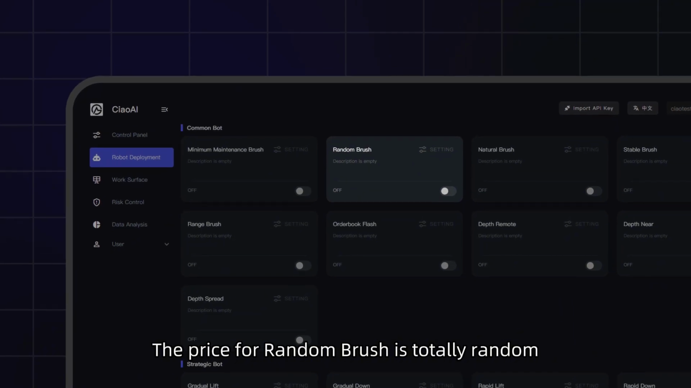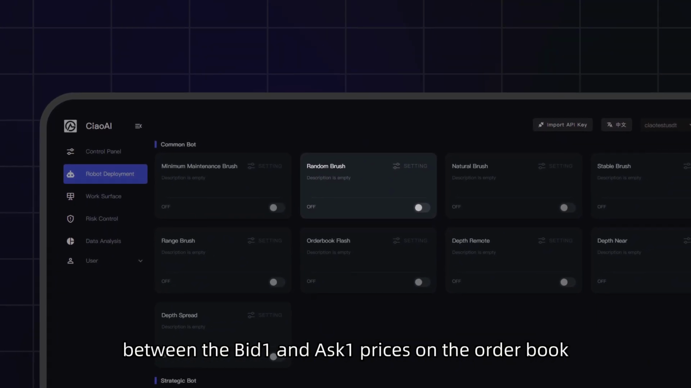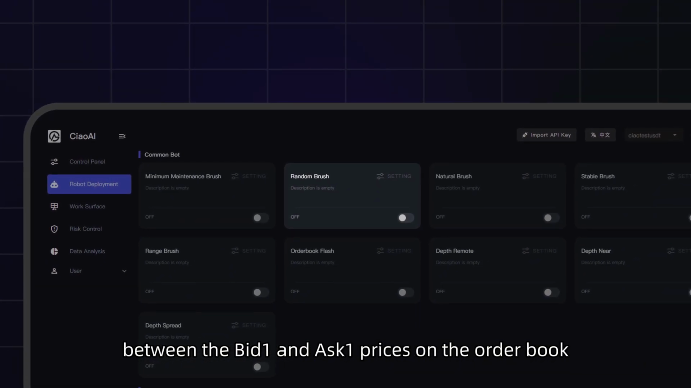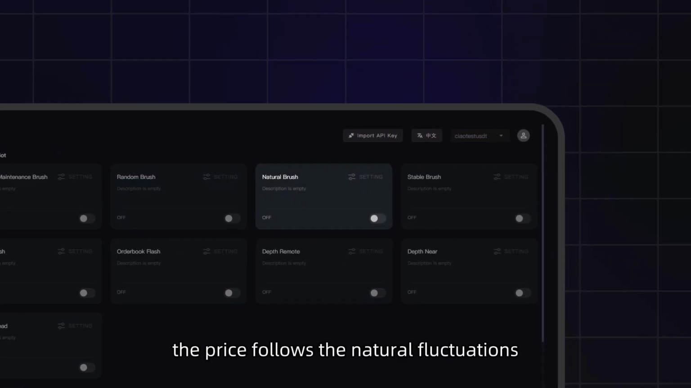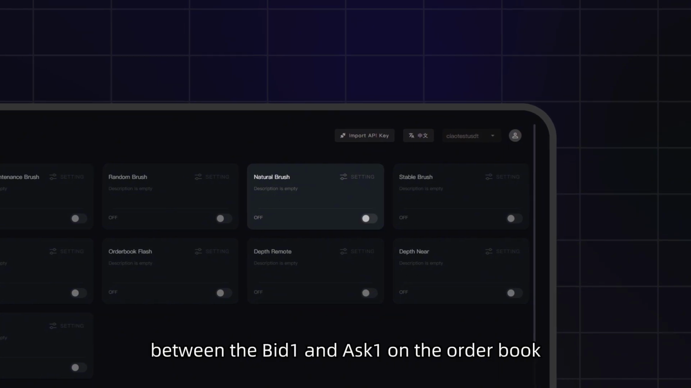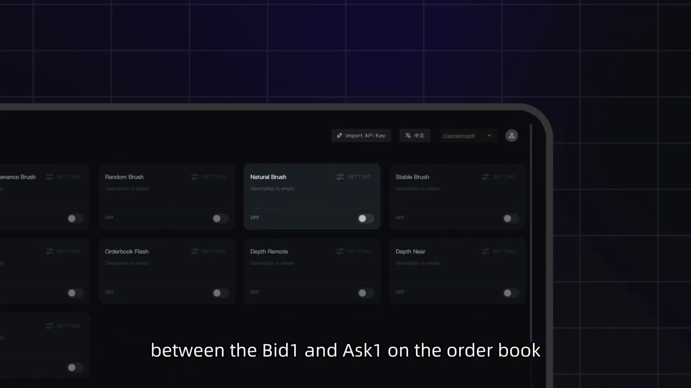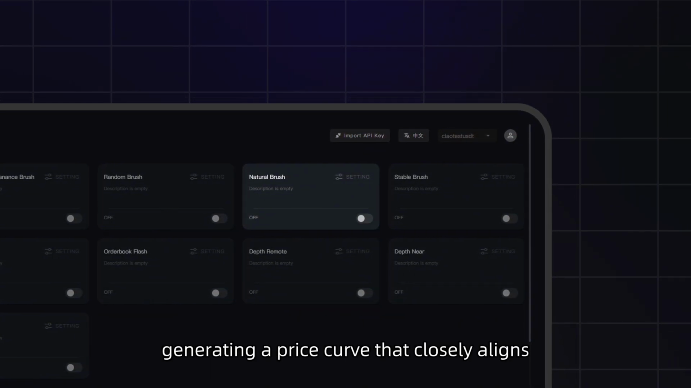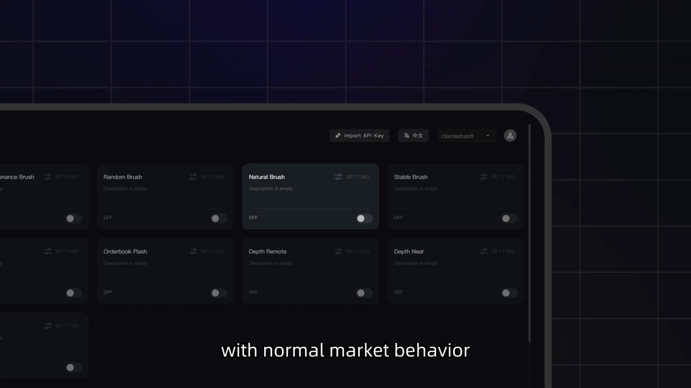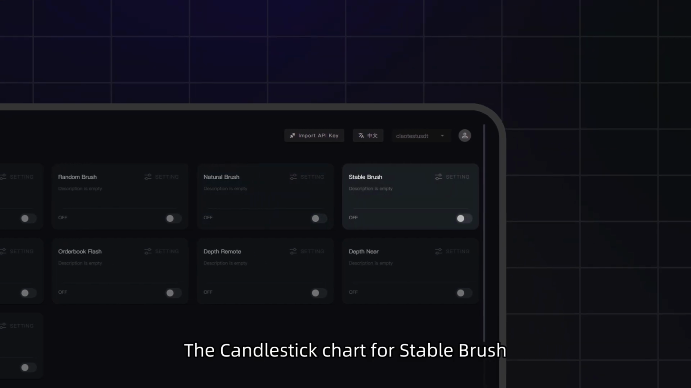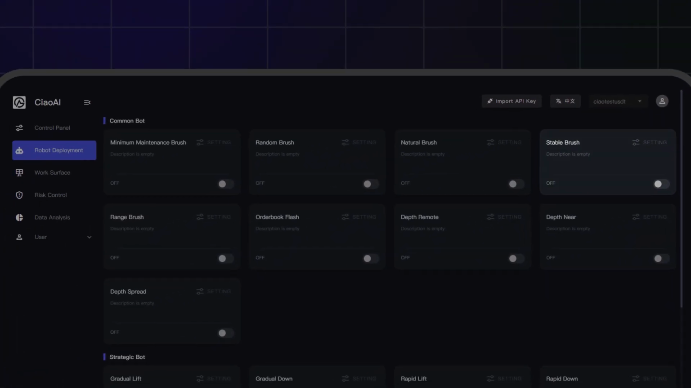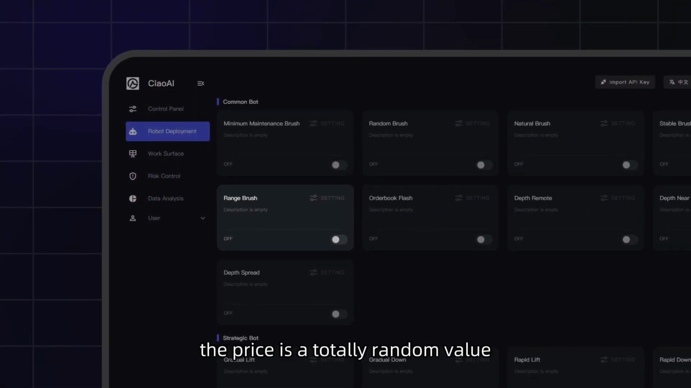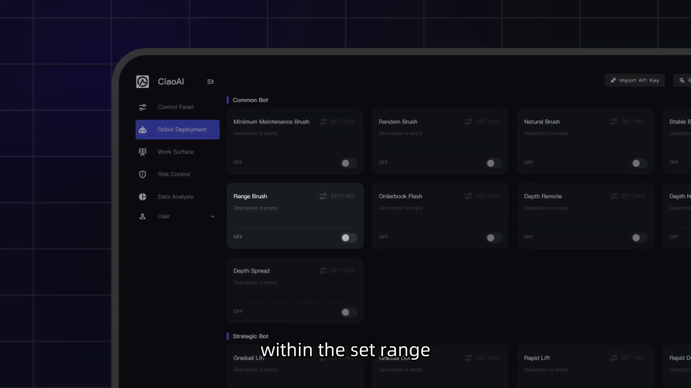The price for random brush is totally random between the bid 1 and ask 1 prices on the order book. For natural brush, the price follows the natural fluctuations between the bid 1 and ask 1 on the order book, generating a price curve that closely aligns with normal market behavior. The candlestick chart for stable brush shows a fluctuation of a sine function. For range brush, the price is a totally random value within the set range.